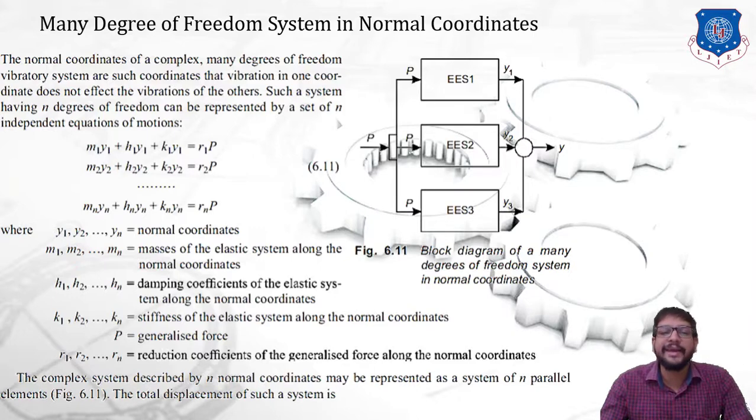M1, M2 and Mn are what? The mass of the elastic system along the normal coordinates. H1, H2 up to Hn are what? These are the damping coefficients, right? It's going to absorb the vibration, of the elastic system along the normal coordinates.